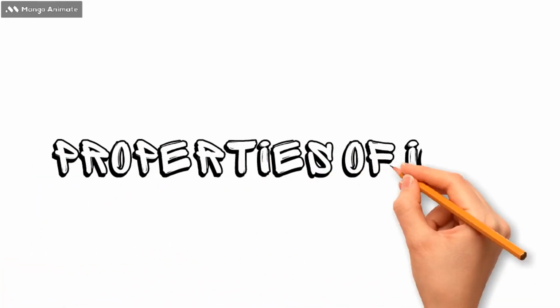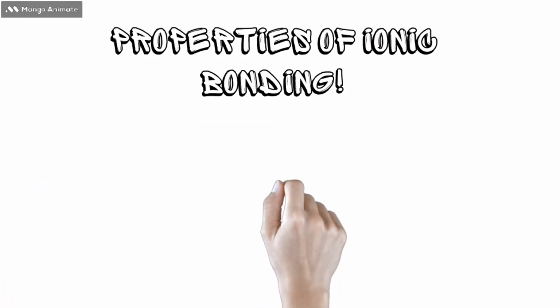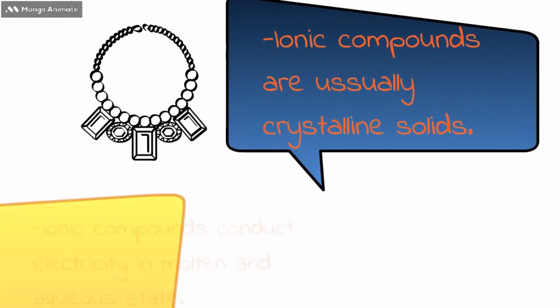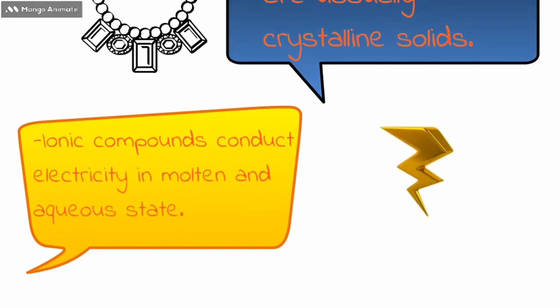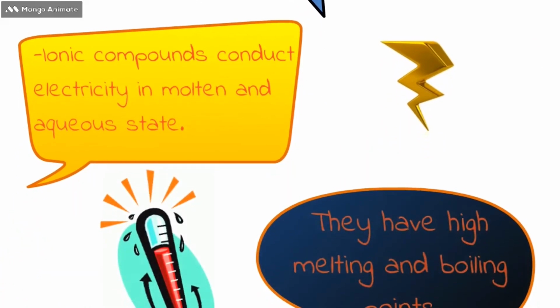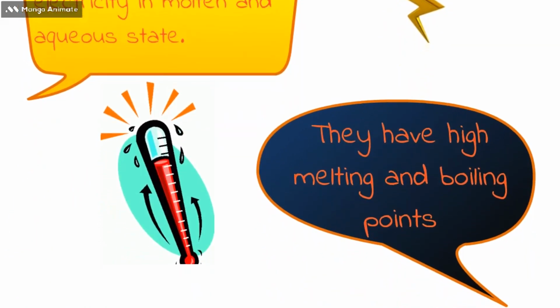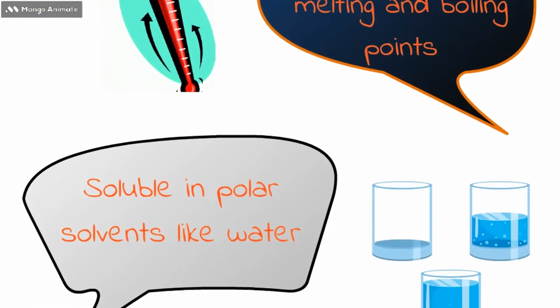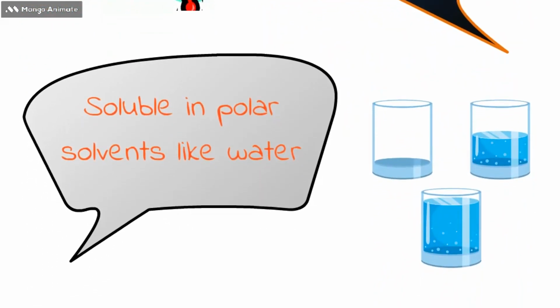Now, let's have a look at the properties of ionic bonding. Ionic compounds are usually crystalline solids. They conduct electricity in molten and aqueous state. They have high melting and boiling points and are soluble in polar solvents like water.